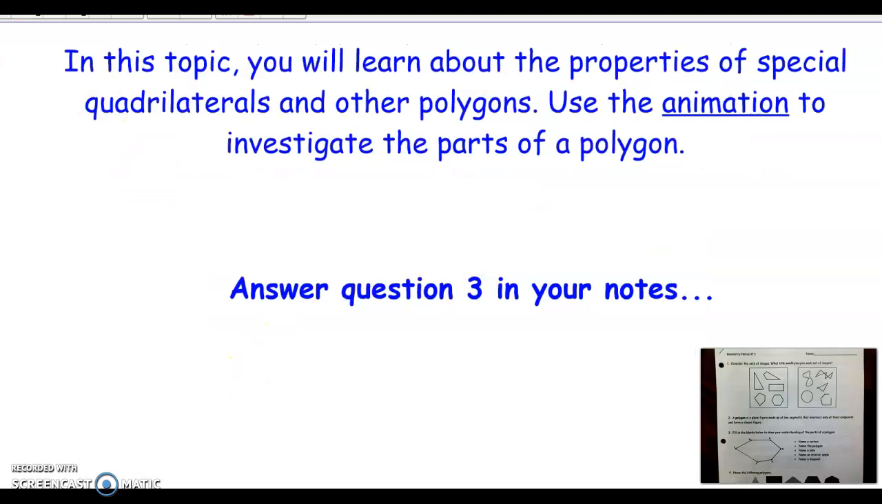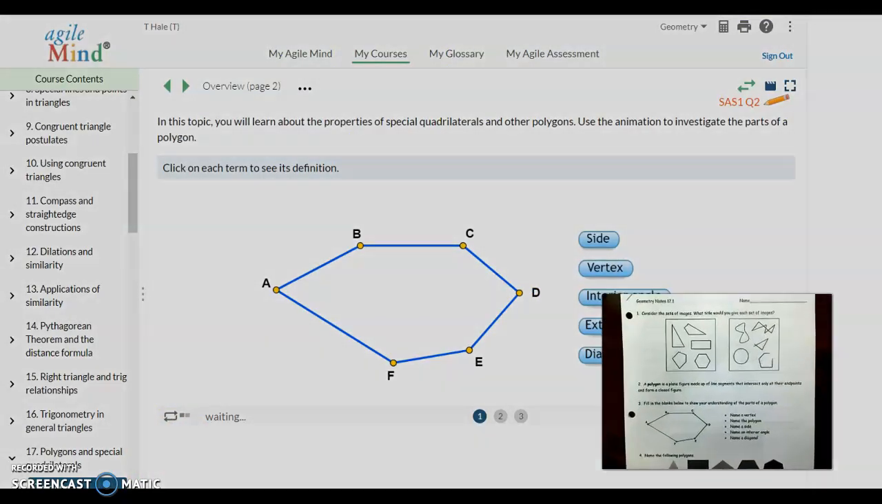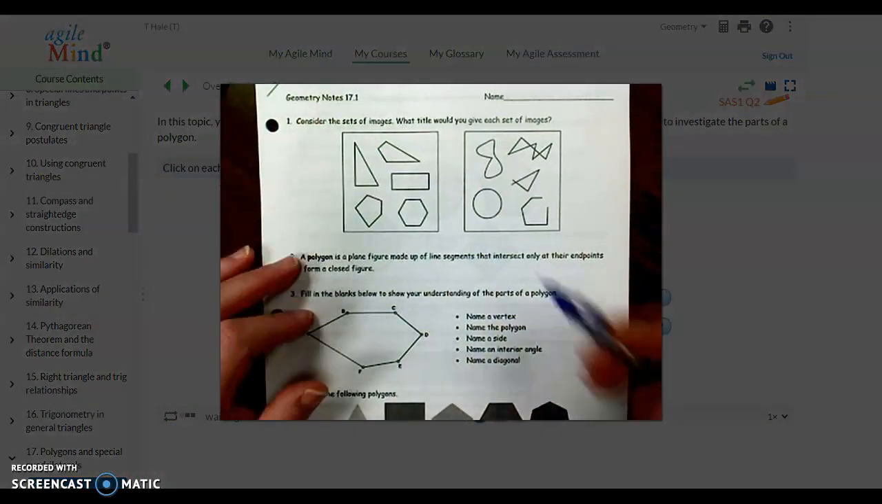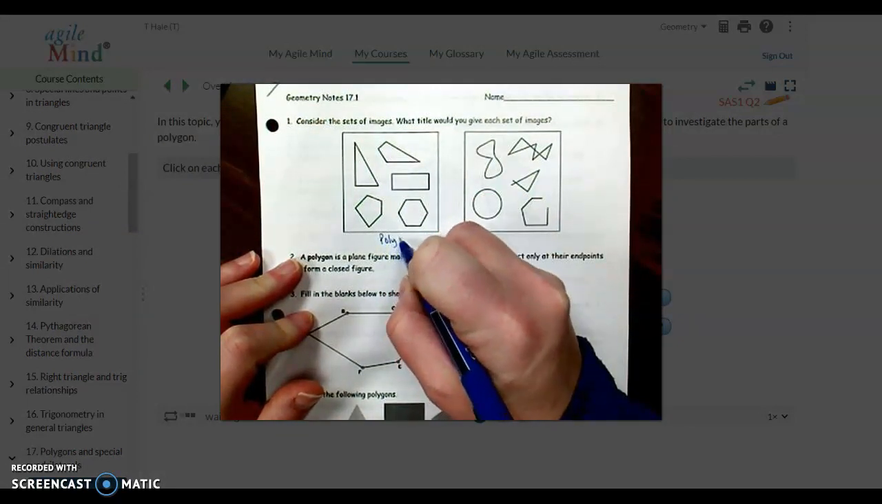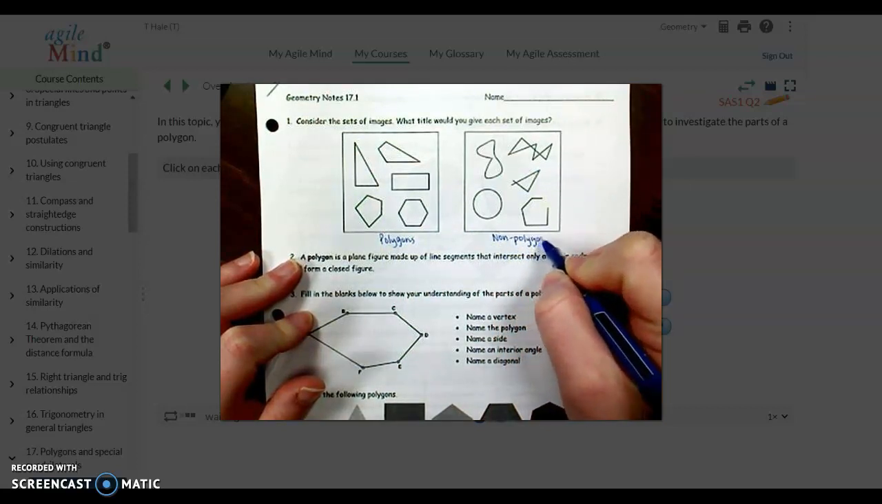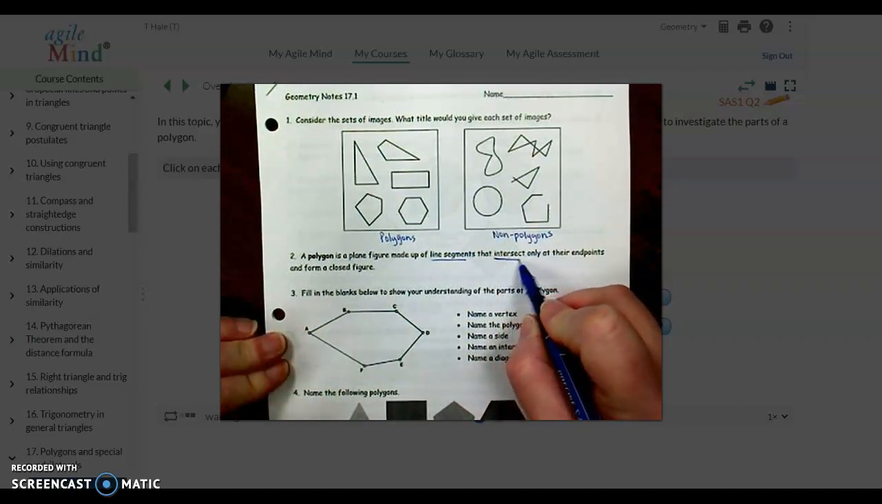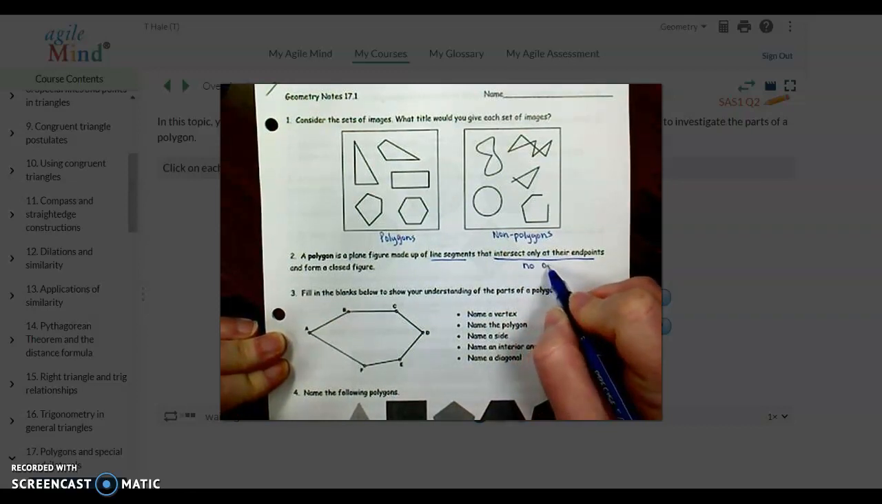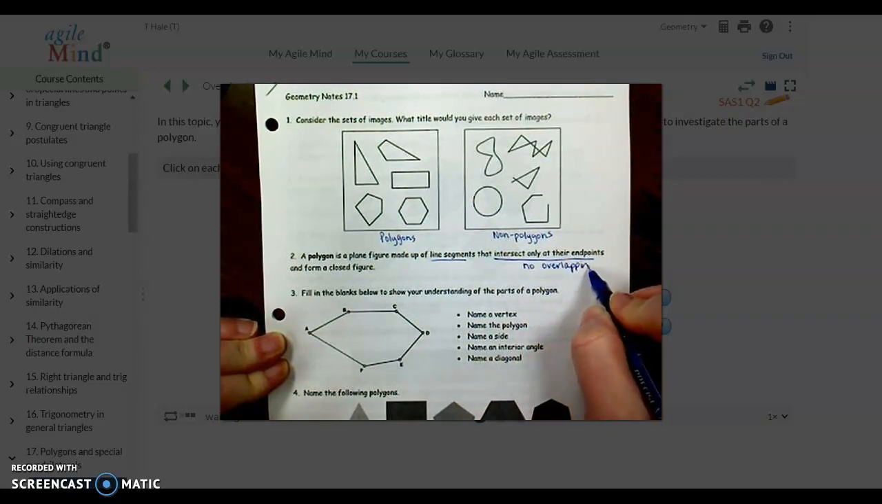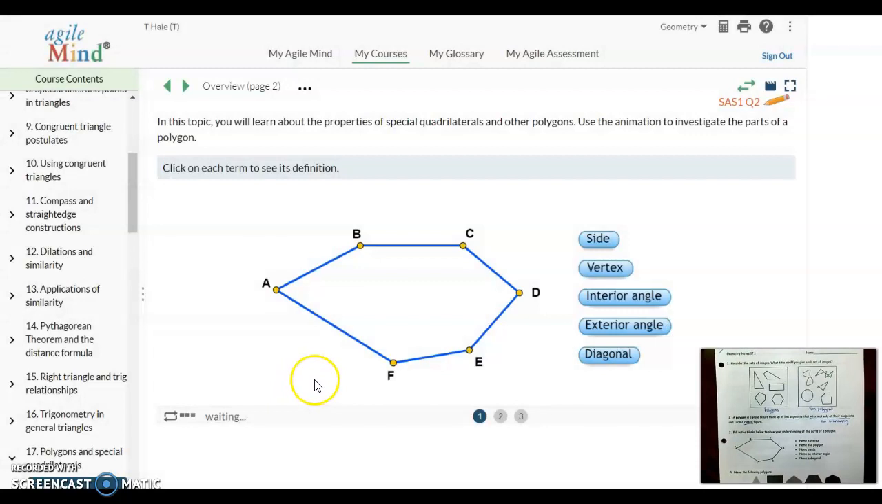So let's look at this first animation to look at the parts of a polygon. First of all, just make sure you're caught up on your notes here. These are the polygons in the first grouping, and these are non-polygonal figures here, so non-polygons. And then we just have the definition of a polygon on number 2, made up of line segments. They intersect only at their endpoints, which means they don't overlap. So you might put that means there's no overlapping. And they have to be closed. Those are the important parts there. All right, so let's look at this first animation.